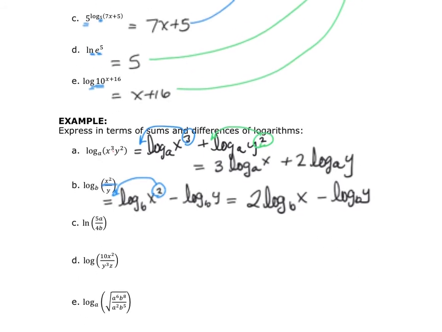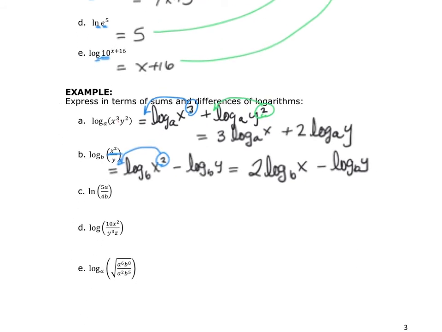My next example has, well, actually, look at that. My next couple of examples have way more going on with just those. So I'm going to break it apart step by step. I have the numerator, 5a, and I have the denominator, 4b. So I'm going to write this as the natural log of 5a minus the natural log of 4b. So that's my first step.